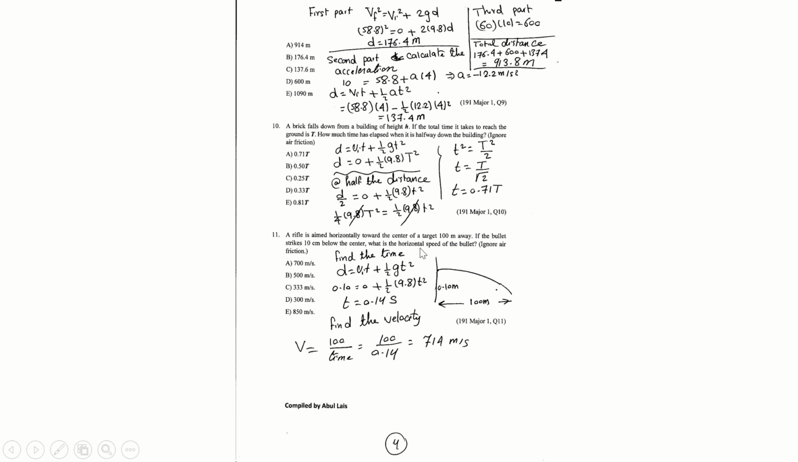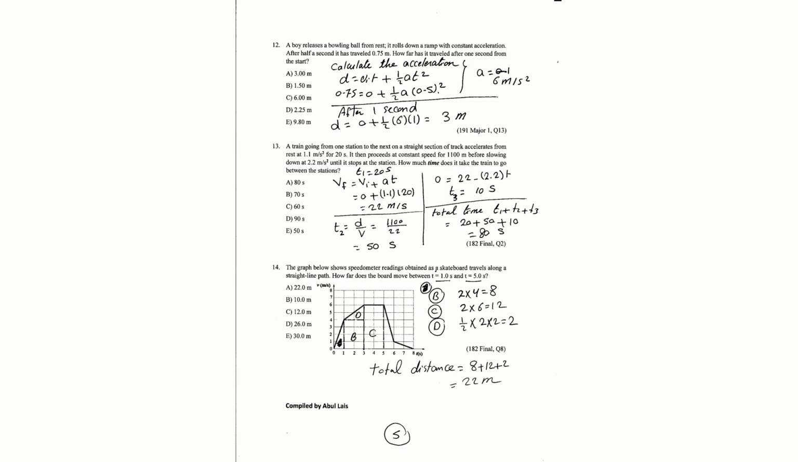Now we want to find the horizontal velocity. Remember that to find the horizontal velocity, I must use the horizontal distance. So I have velocity equal to distance over time. The distance is 100 meters and the time is 0.14 seconds. Now I can find the horizontal velocity, which would be 714 meters per second. Now we can move on to the next problem.